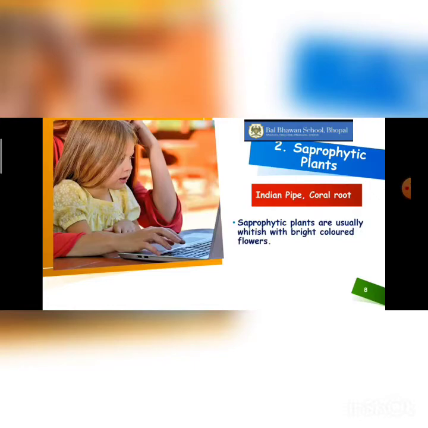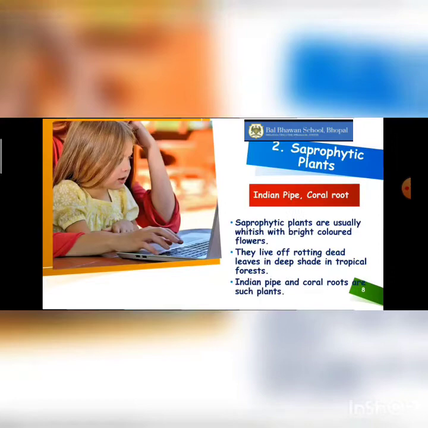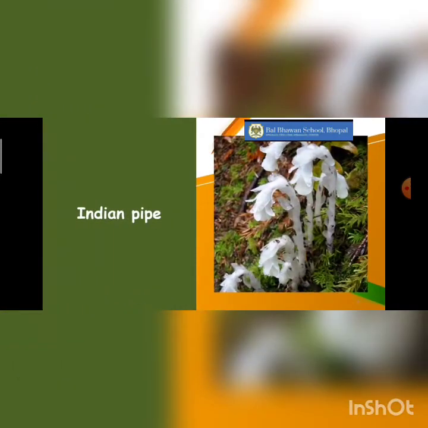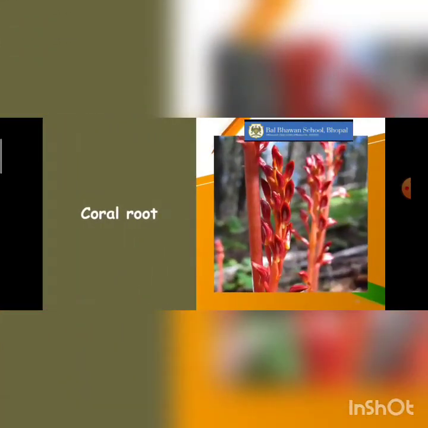So saprophytic plants are usually whitish with brightly colored flowers, and they feed on dead plants and animals, and they take their nutrients from them. So Indian pipe and coral root are examples of such plants, and they are known as saprophytic plants, or we also call them non-green plants.